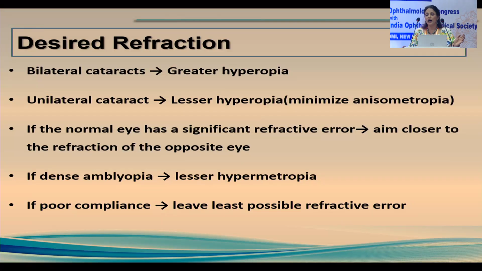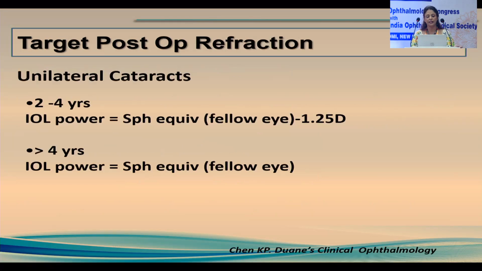If the normal eye again has a significant refractive error, then probably again balance for the refractive error of the other eye. If the amblyopia is dense, then again aim for a lesser hypermetropia, because the compliance with the amblyopia therapy will be poor with the high refractive error left as a residual refractive error. If poor compliance, again leave with a lesser refractive error, try to emmetropize the child in these cases.